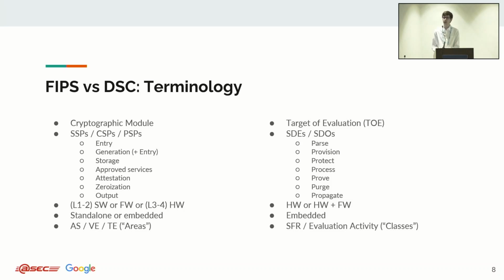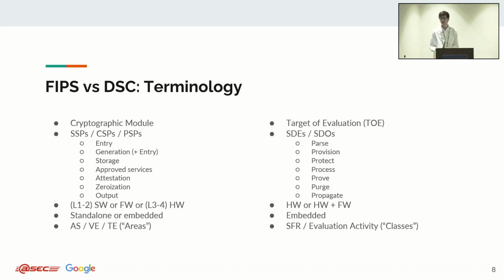Then there's purge and propagate, which are zeroization and output of SSPs, or SDEs in this case, respectively. So the terminology is a little bit different, but the actual underlying concepts are the same. As Brian mentioned, a FIPS module can be software, firmware, or hardware, or some kind of combination of those. At level 1 and 2, you can do software and firmware standalone. At level 3 and 4, you need to involve some hardware components. On the other hand, the DSC is defined as a hardware component or some kind of hardware and associated firmware. So there is a slight restriction there.